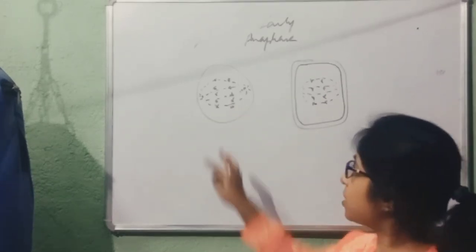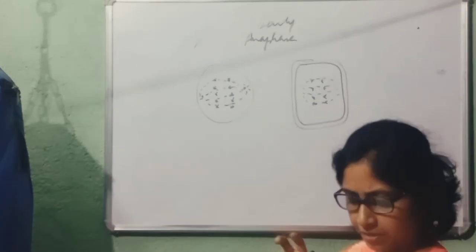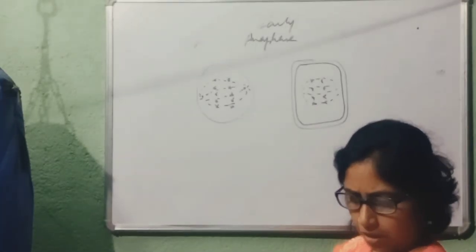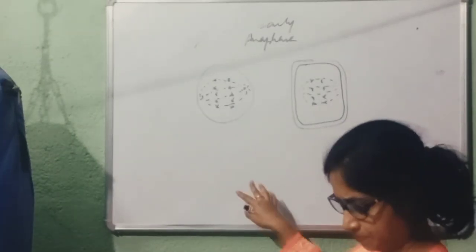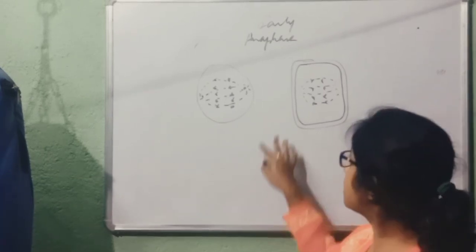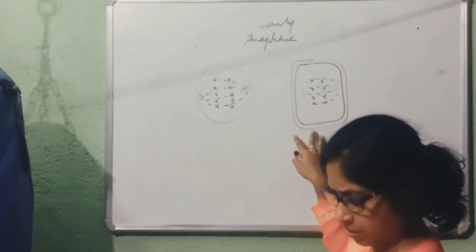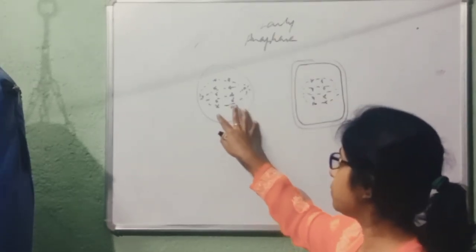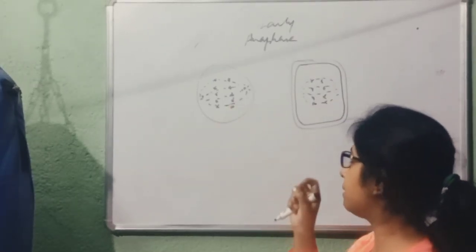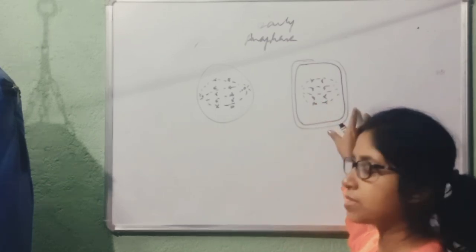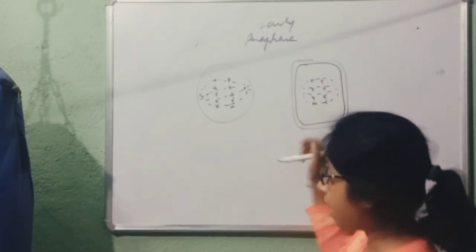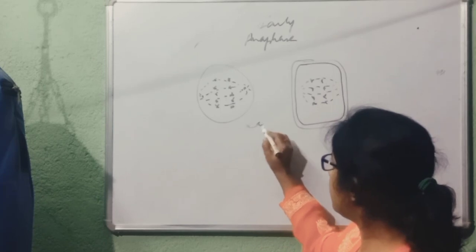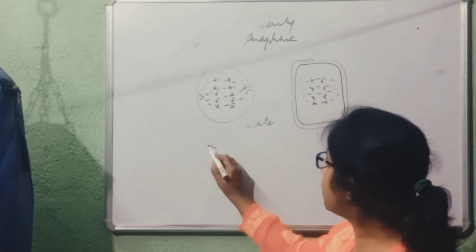Pulled by the shortening of the spindle fibers, in the later stage the sister chromatids start moving towards the opposite poles. They are attached with the spindle fibers, they become more shortened and thickened, and they start moving towards the opposite poles. And in the late anaphase, formation of a furrow takes place.